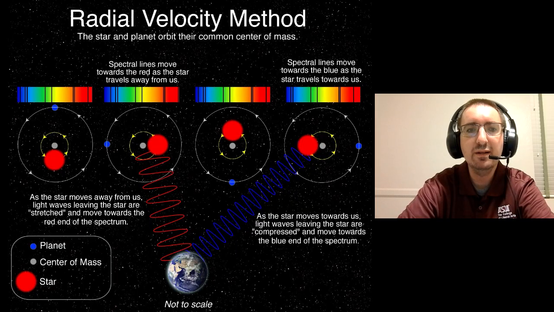Another important method is called the radial velocity method. As a planet orbits a star, its gravity causes the star to wobble slightly. Even though the star is much larger, both the star and planet orbit around a shared center of mass. Scientists can detect this wobble by analyzing changes in the star's light.